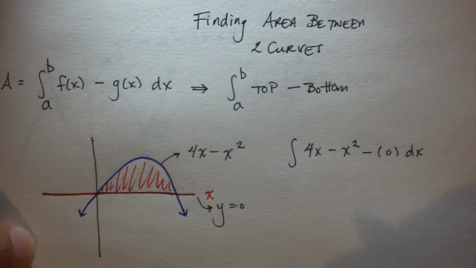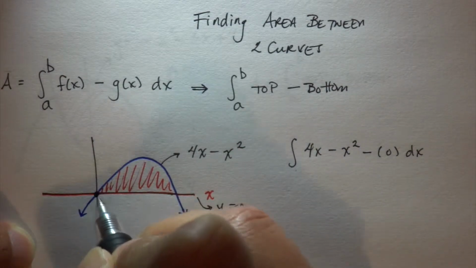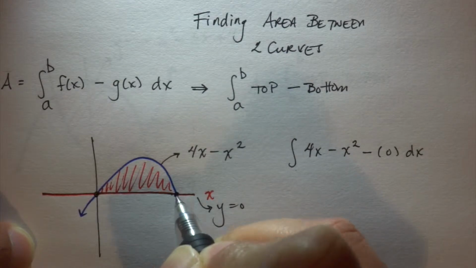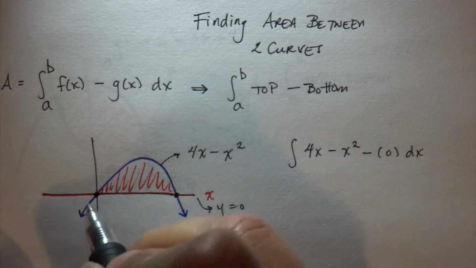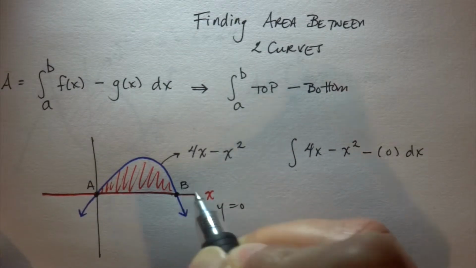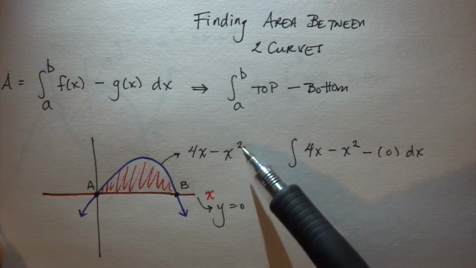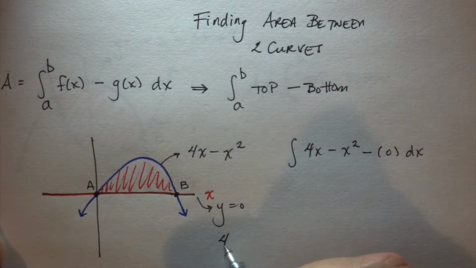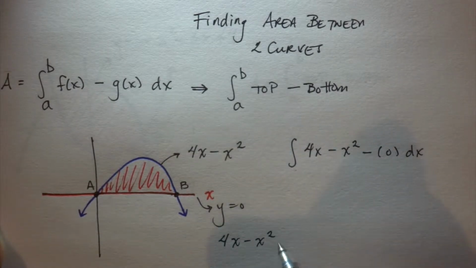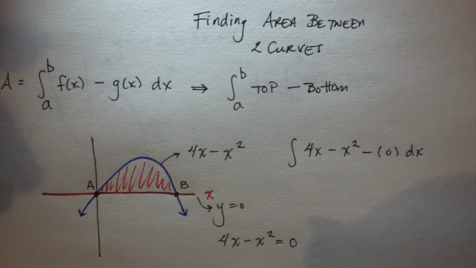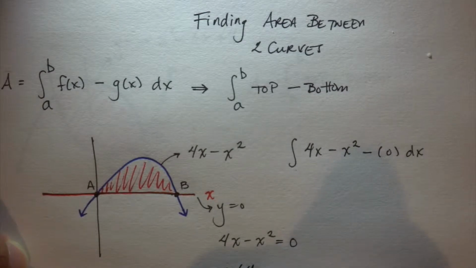The only problem is, how do we find a and b? What is our limit of integration? Well, those are your intersects. Where do these two functions intersect? They intersect here and here, and we'll do a couple other examples. To find out where they intersect, all you do is set them equal to each other. You factor out an x, you get 4 minus x equals 0. You end up with x equals 0 and x equals positive 4.